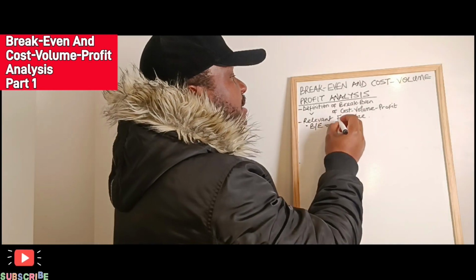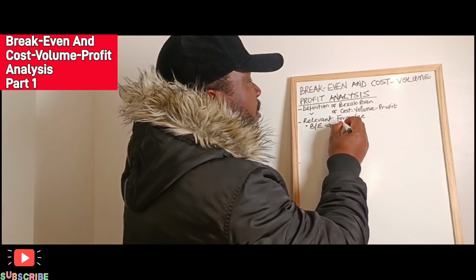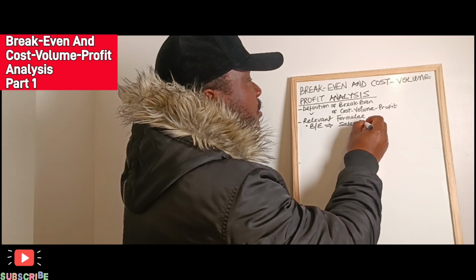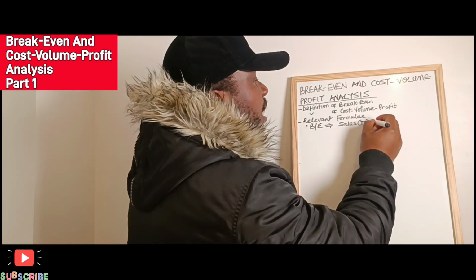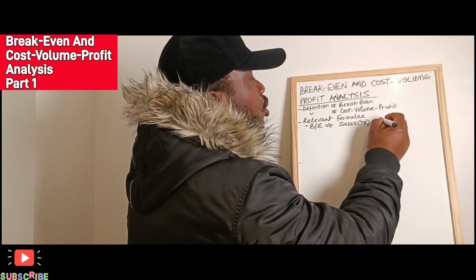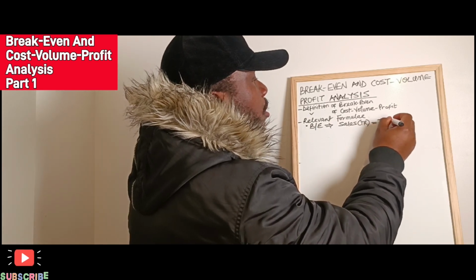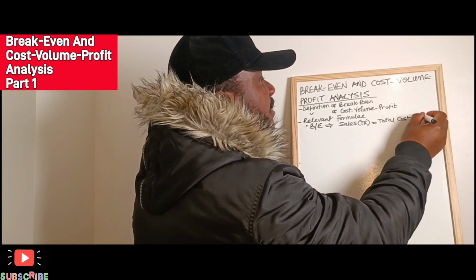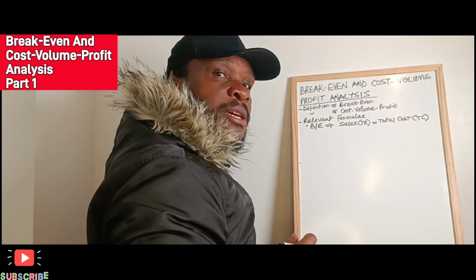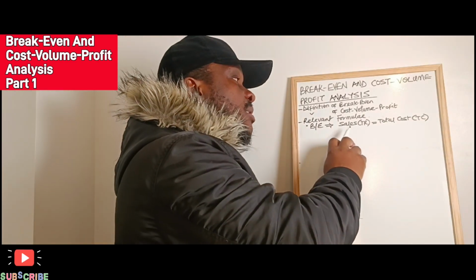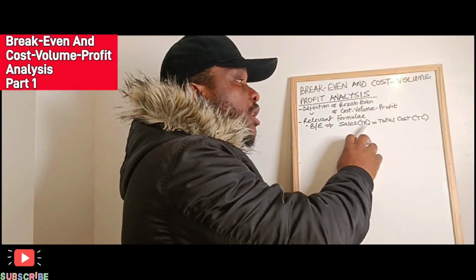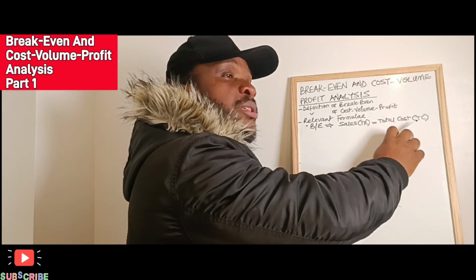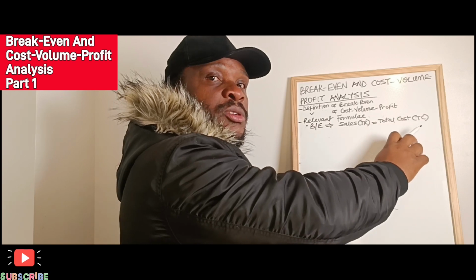What is the formula? The formula is simply sales, also known as TR. TR means total revenue, equal to total cost, which is TC. Did you see that? Break even means sales equals total cost. That is TR equals TC. Do you get?